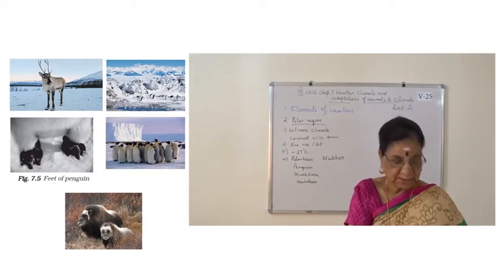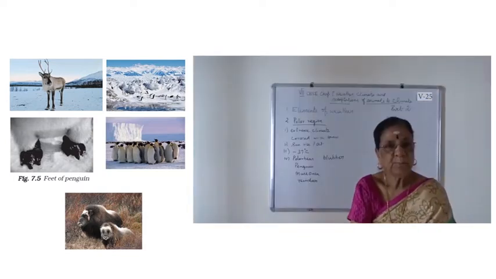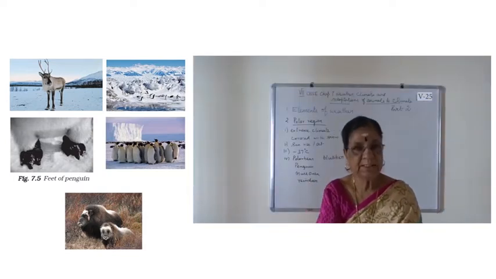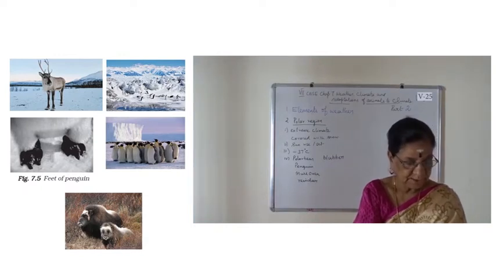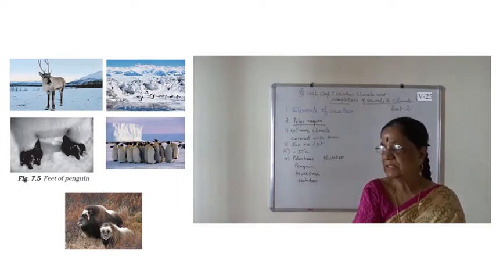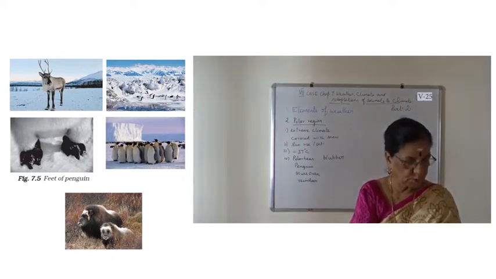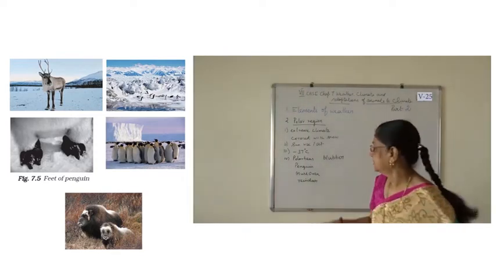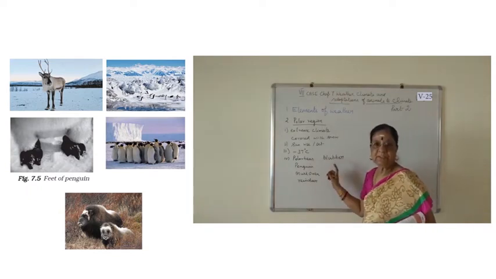So, the next one: penguins have a thick layer of fat under their skin that provides insulation against cold. And the fat layer is the blubber.